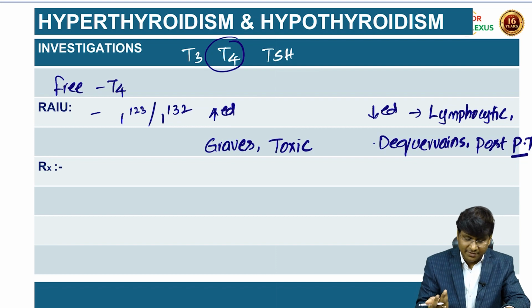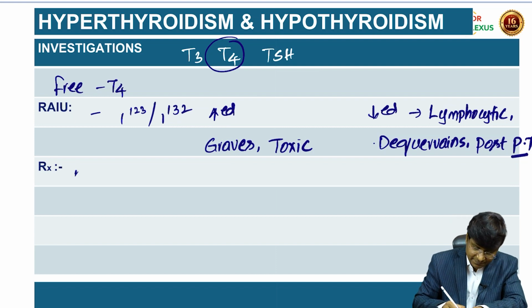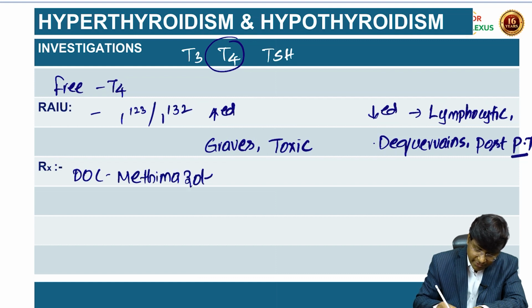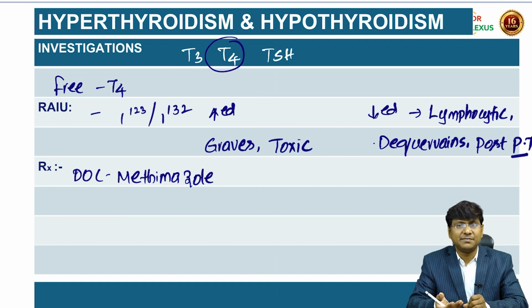Then you take the treatment. In case of hyperthyroidism, the drug of choice will be methimazole, which is a thyroid peroxidase inhibitor. Why do we give methimazole? Because methimazole has a long half-life. That is the reason why we give methimazole.